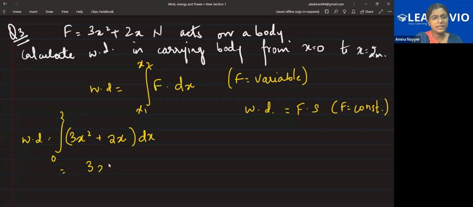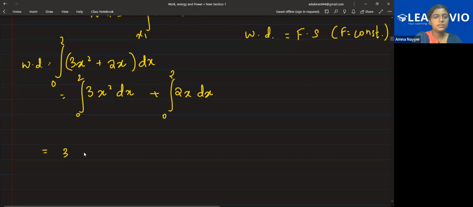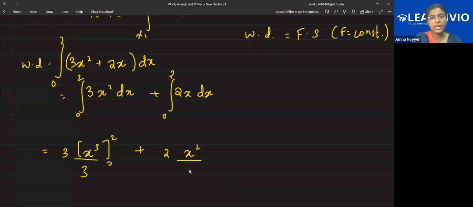Let's separate the term: 3x squared dx from 0 to 2 plus 2x dx from 0 to 2. So this is 3x cubed by 3 from 0 to 2 plus this is 2x squared by 2 from 0 to 2. 3 cancels, 2 2 cancel.